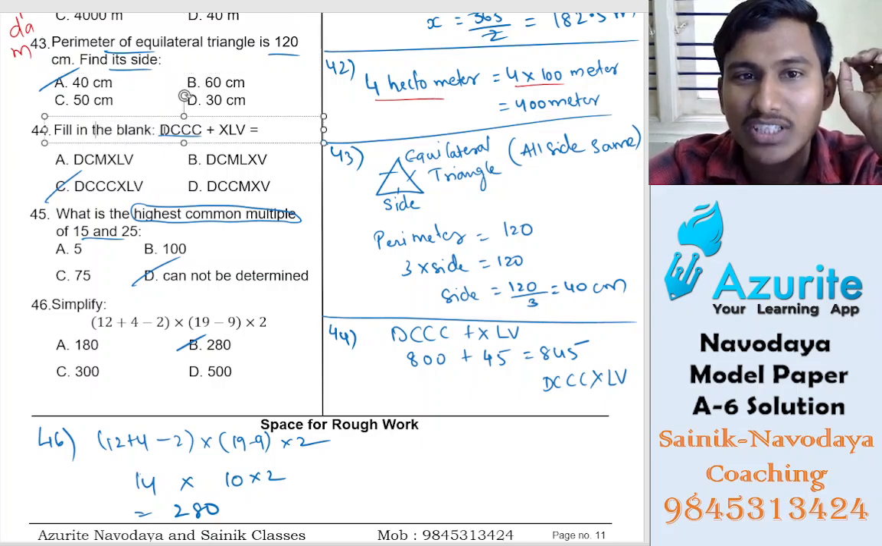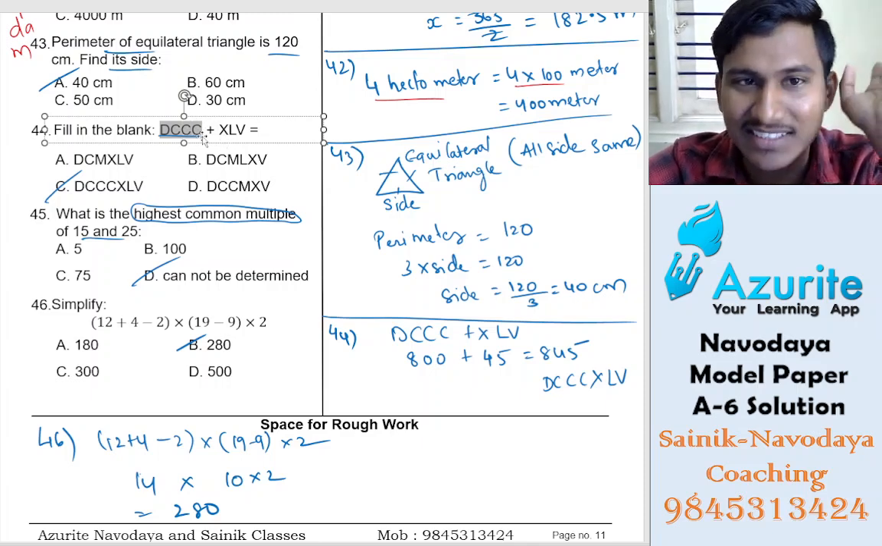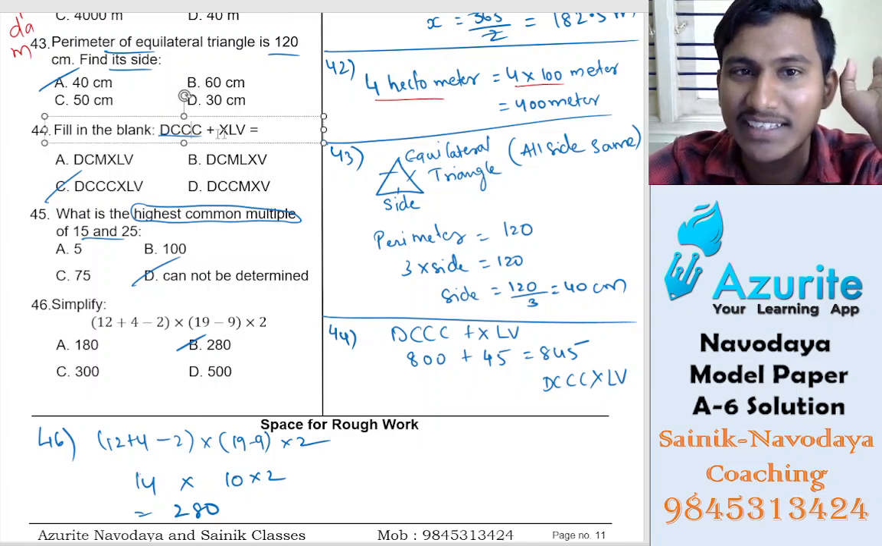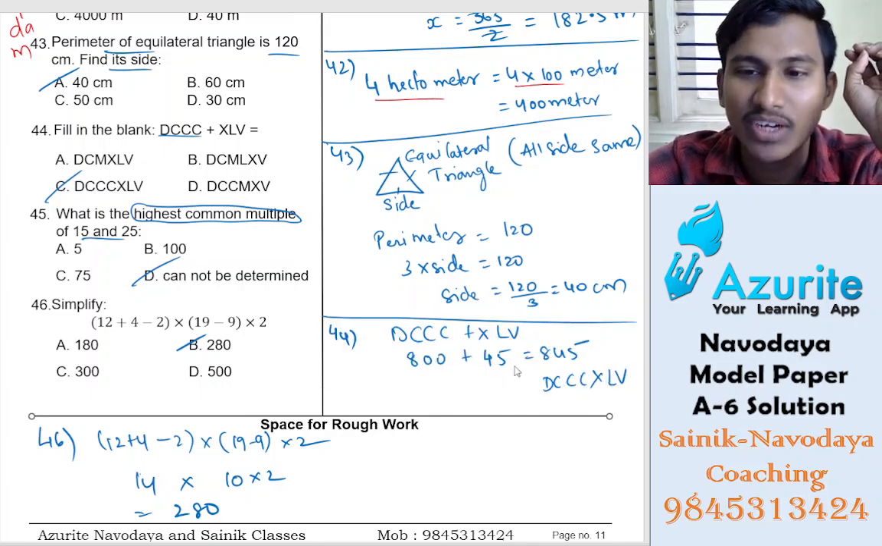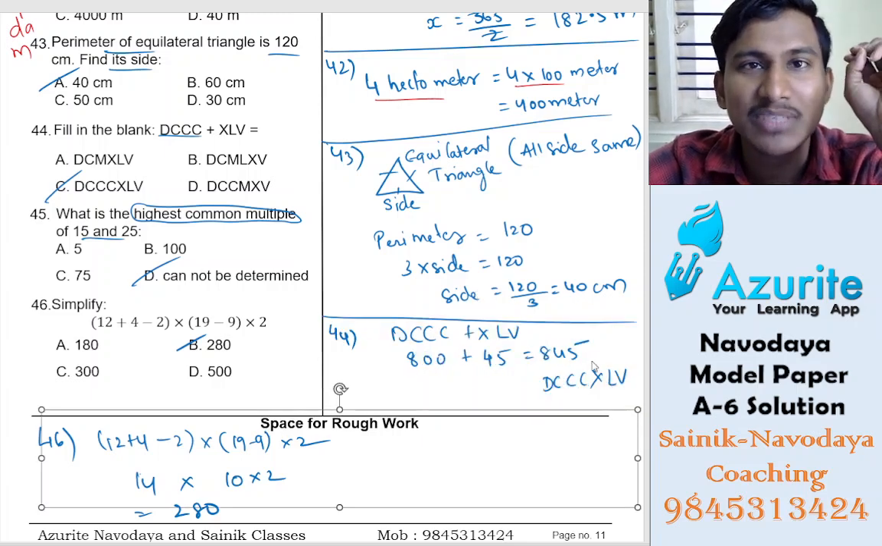So this we have to add. D means 500, C means 100. So 600, 700, 800. 3 Cs are there, so 300 plus 500 is 800. XL means 40. So 40 plus 5 is 45, right? So 800 plus 45 is 845. So 845 we write as DCCCXLV.